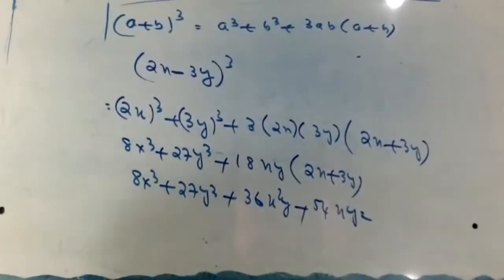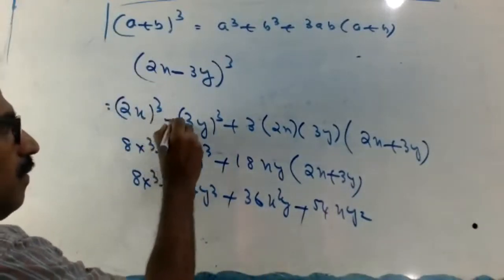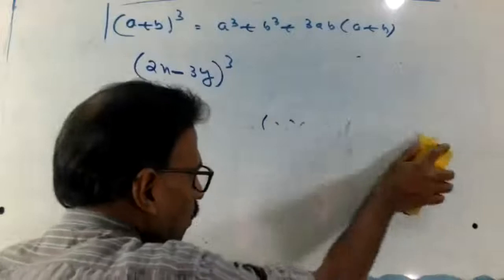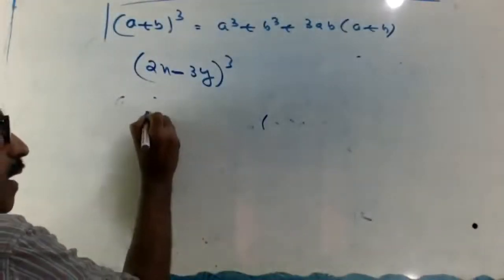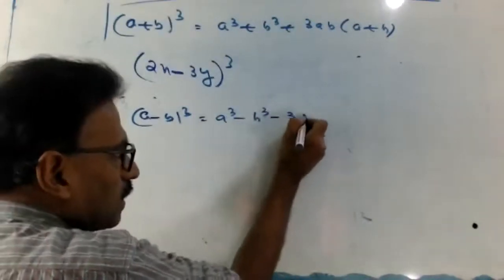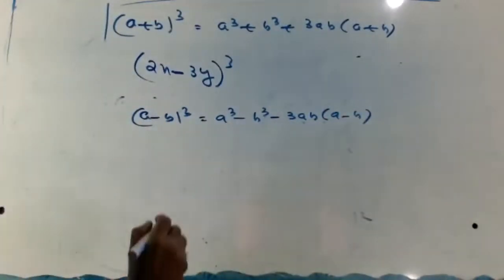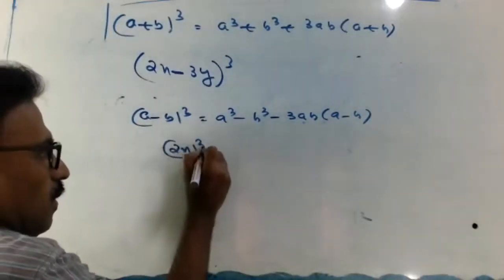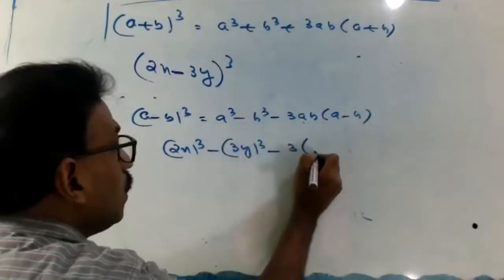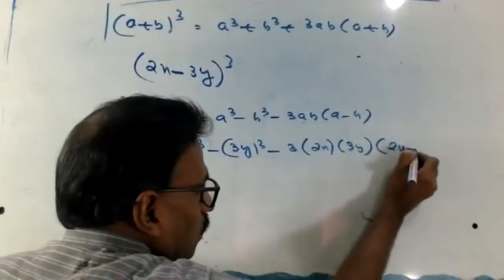Okay. So what we get here? This will be minus, right? Correct or not? Right? Okay. Look, if it's a minus, write the identity a minus b whole cube equal to a cube minus b cube minus 3ab into a minus b. Correct or not? Right? So 2x whole cube minus 3y whole cube minus 3 into 2x into 3y into 2x minus 3y.